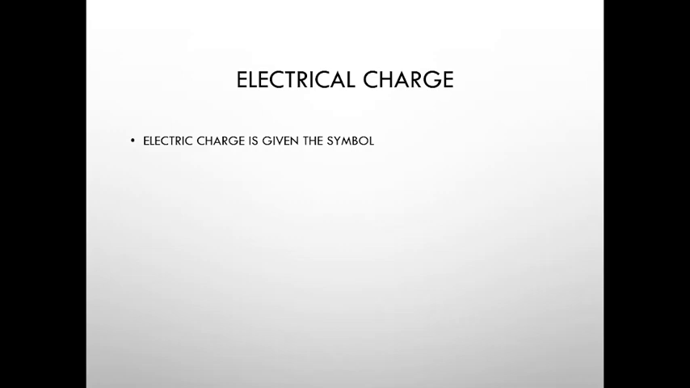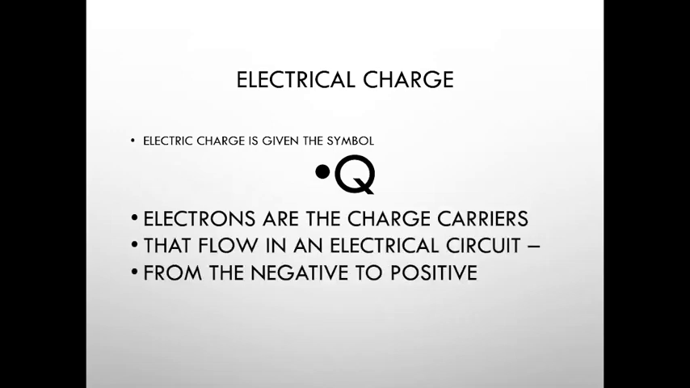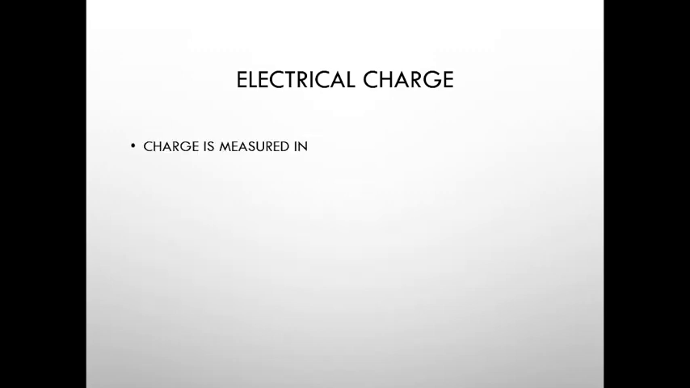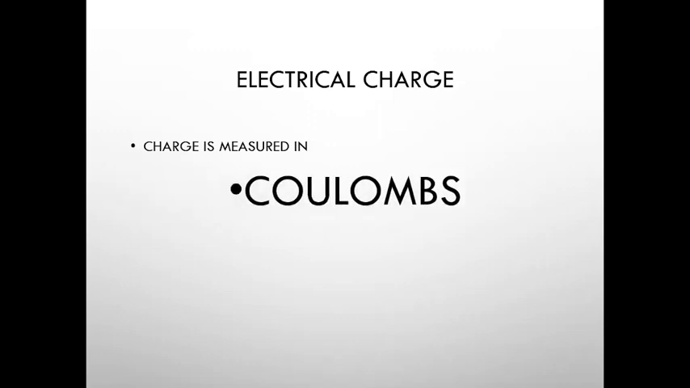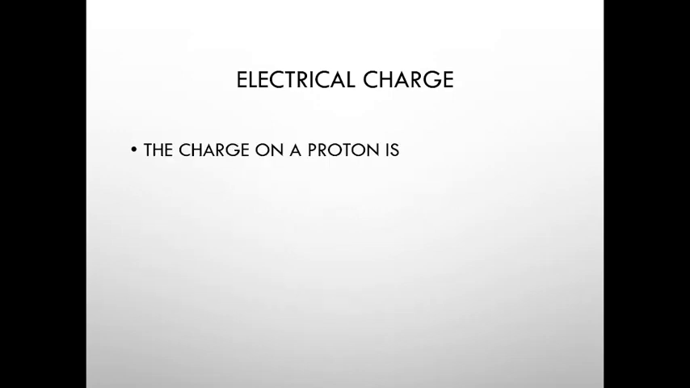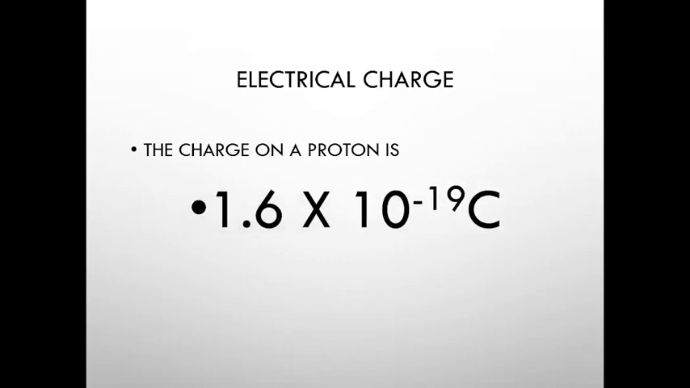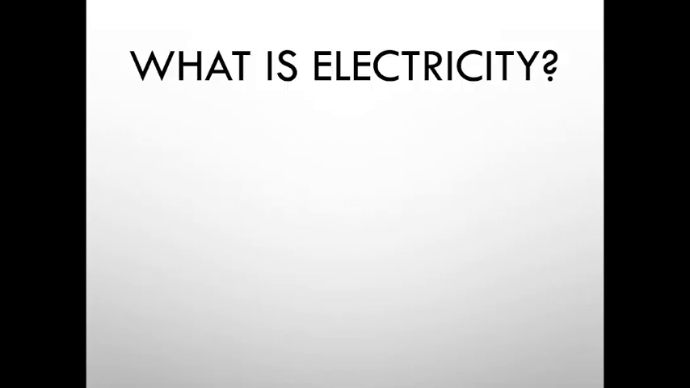Let's talk about electrical charge. Electric charge is given by the symbol Q. Electrons are the charge carriers that flow in an electrical circuit from the negative to positive terminals. Charge is measured in coulombs, which is given the symbol C. The charge on a proton is this one. You can see how we can measure it. It is also the same size as the charge on an electron.